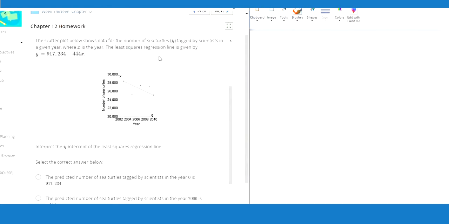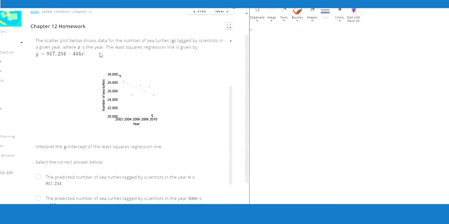Okay, so we're given a scatter plot, and we're supposed to interpret the y-intercept of the least squares regression line they gave at the top. So the y-intercept, just to be clear, is this number here, because the y-intercept is always the number that's by itself. The slope is the number that's multiplying the variable, x. So the y-intercept is 917,000.